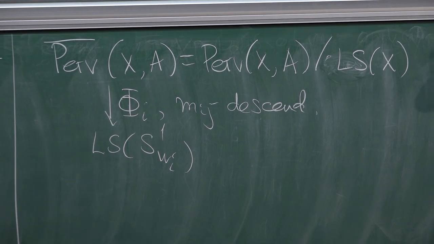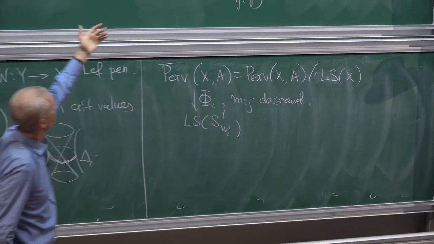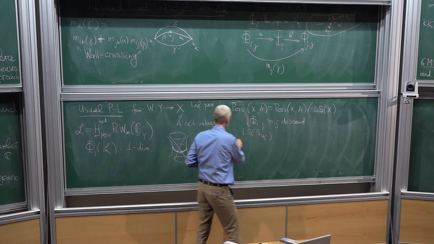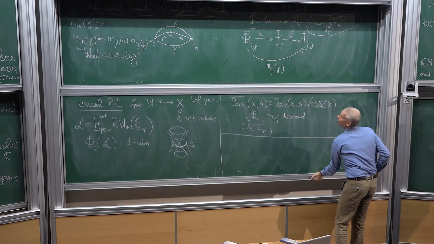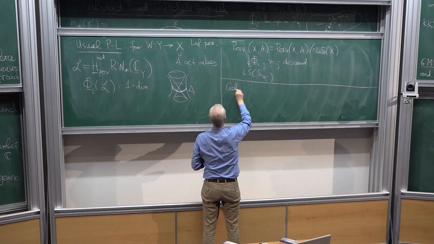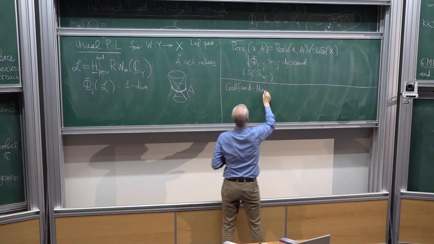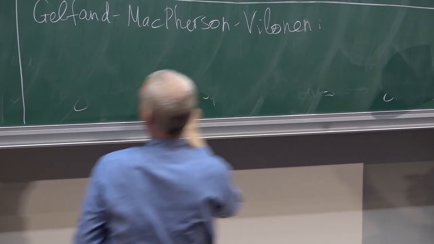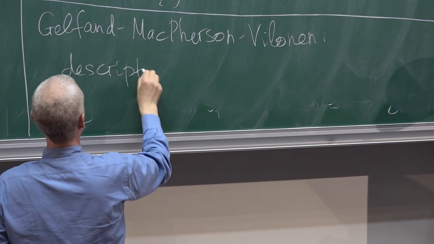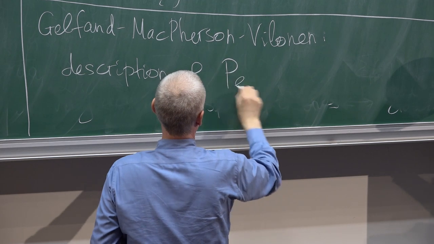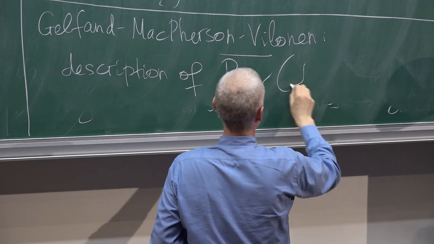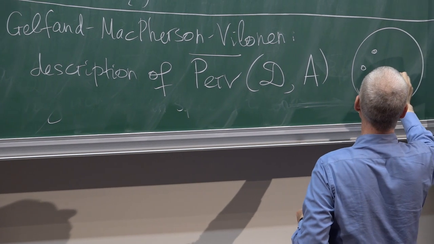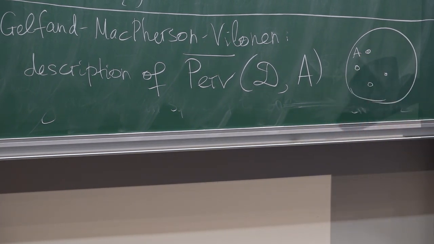So there is a classical description. What I want to compare is this data of transition functors in a theory with the classical description of this category of perverse sheaves given by Gelfand, MacPherson, and Vilonen. The description of this category Perv over, say, a disk, but with a set A inside the disk. So we have some disk and we have some set there. So this description goes like this.